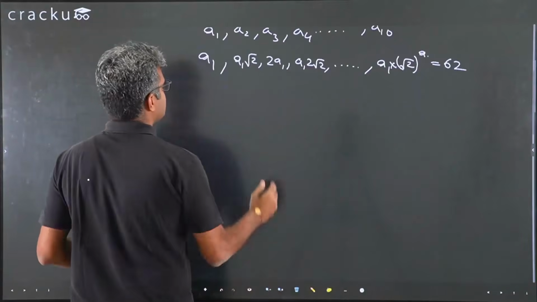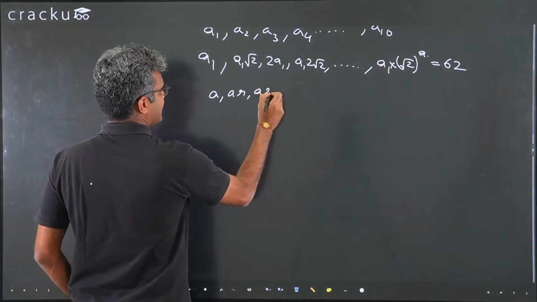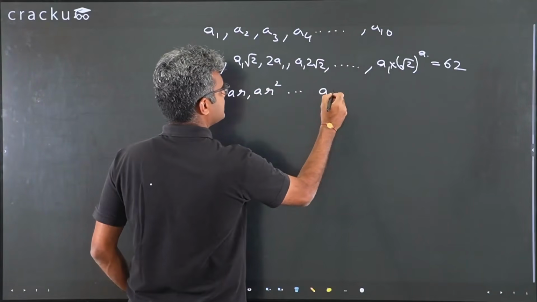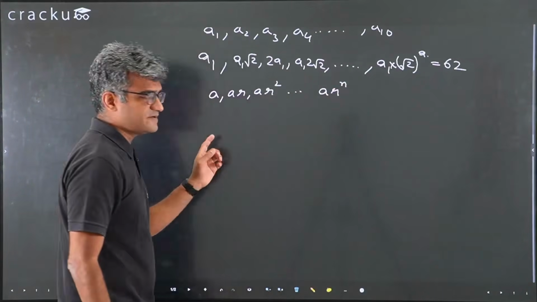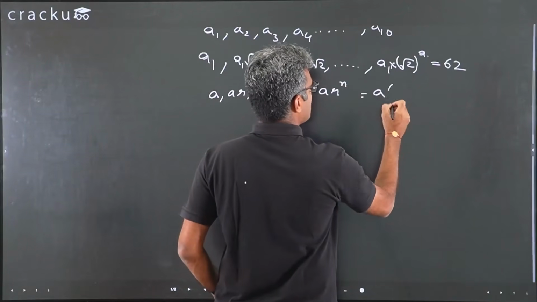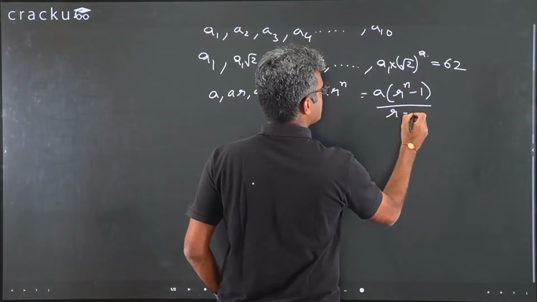The sum of all of them, we are told, is equal to 62. If you have a geometric progression where the first term is a and the common ratio is r, what is the sum of the first n terms? The sum of the first n terms of a geometric progression is equal to a into r to the power n minus 1 divided by r minus 1.